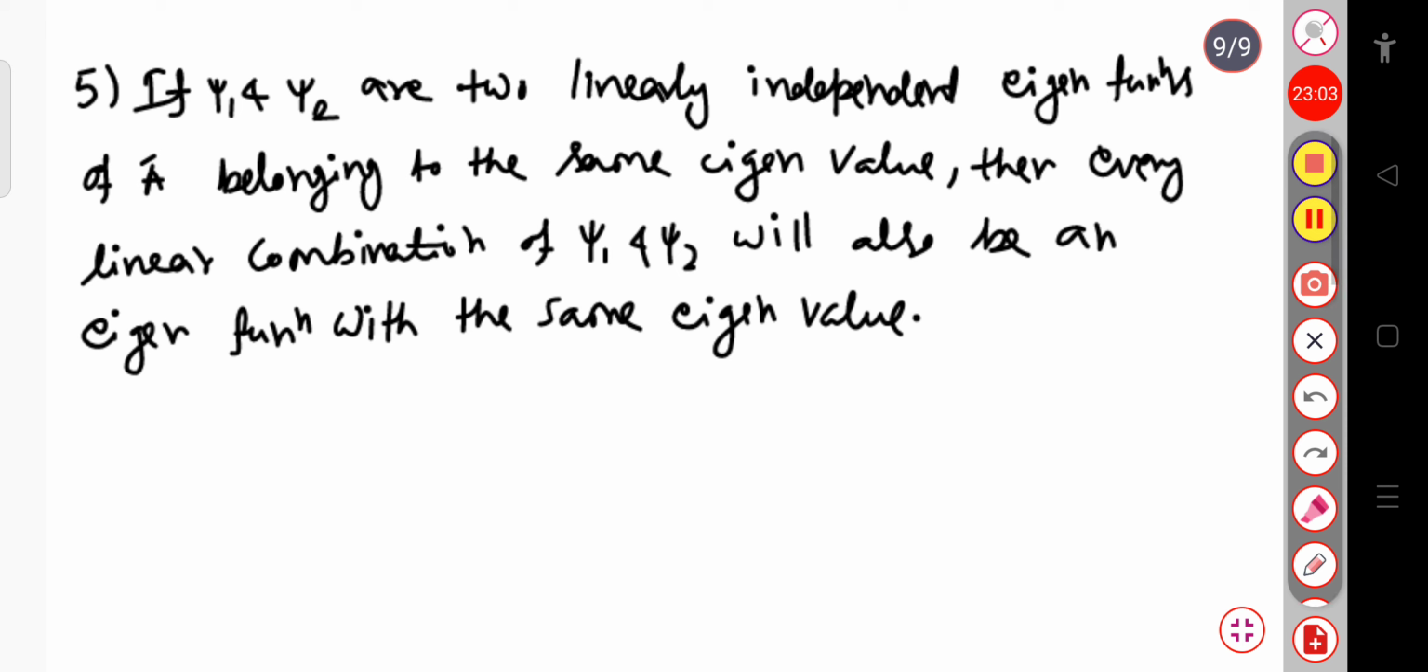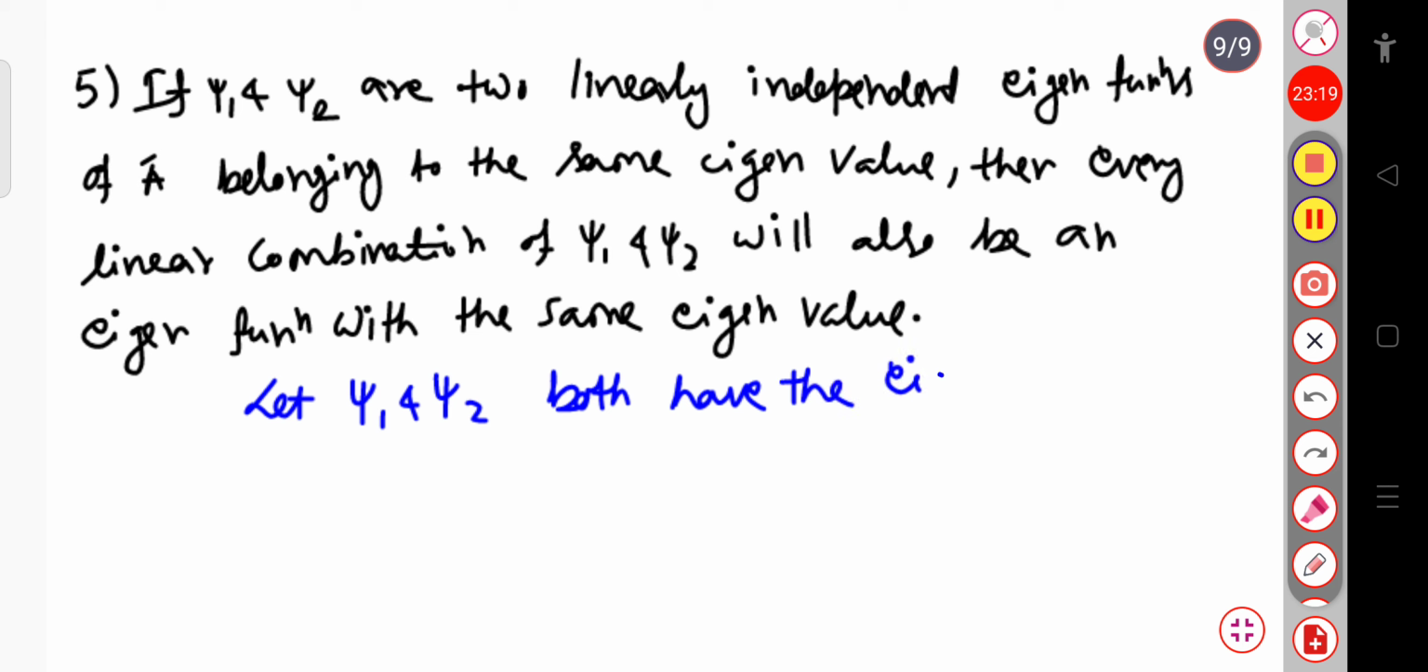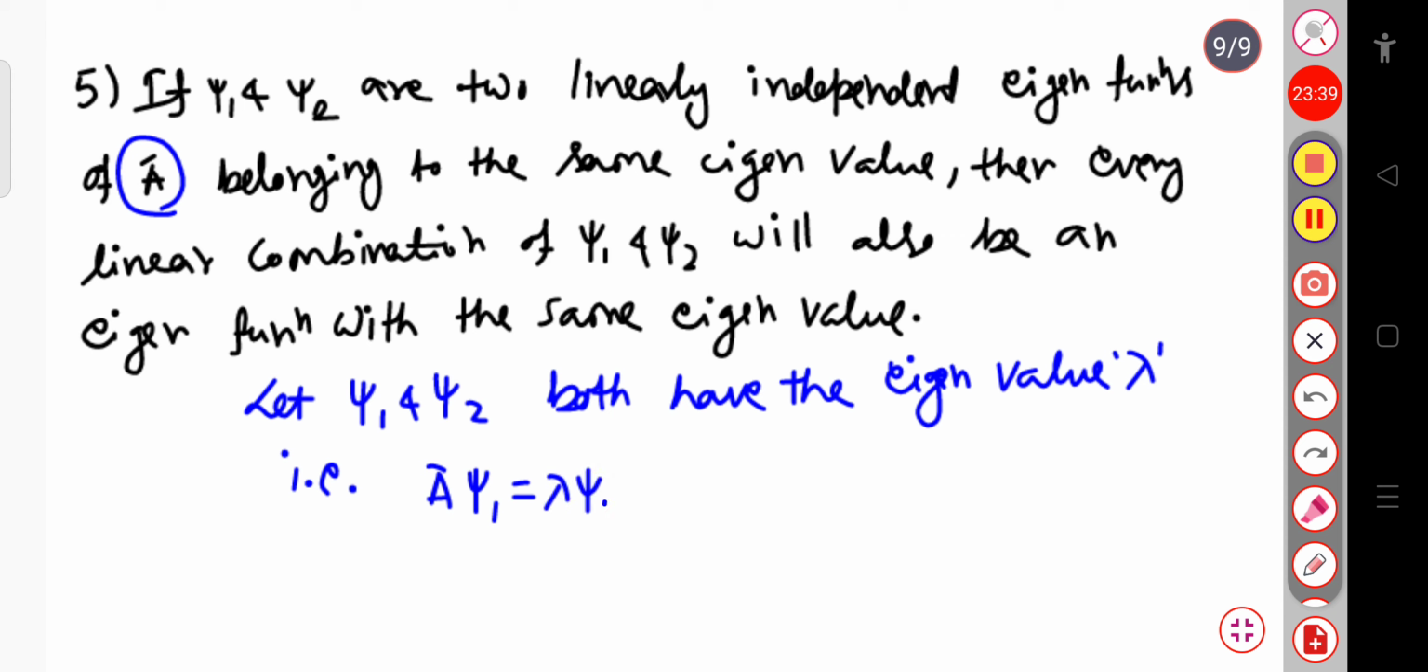So let psi 1 and psi 2 both have the same eigenvalue, lambda. When the operator A cap operates on psi 1, it will give lambda into psi 1, and when A cap operates on the state psi 2, it will give the same eigenvalue, lambda into psi 2. So this is what we have considered first.